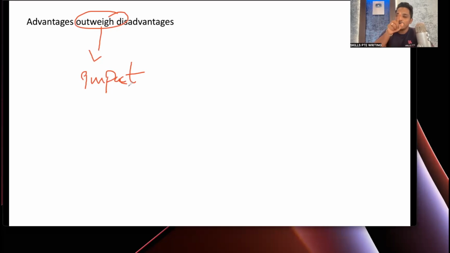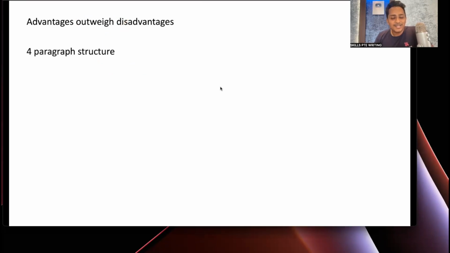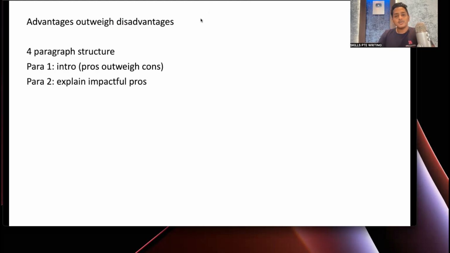Pay more attention. If the question is do advantages outweigh disadvantages, you will use a 4 para structure only. Para 1, introduction, where you give your viewpoint: advantages outweigh disadvantages or disadvantages outweigh advantages. One of them you need to write. Pros outweigh cons. Pros is advantage, cons is disadvantage. Para 2, explain the impactful pros.